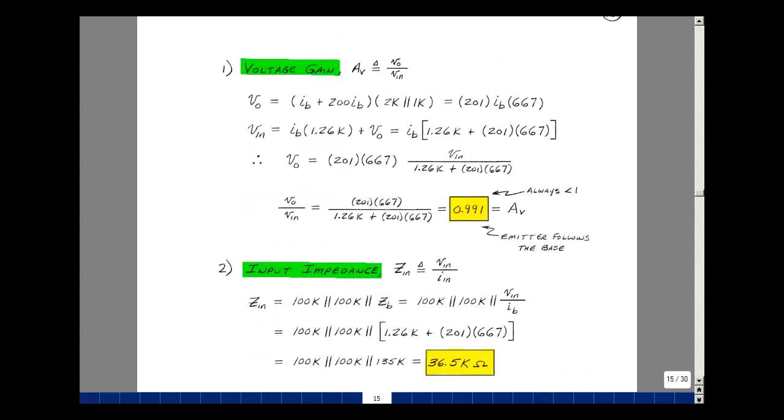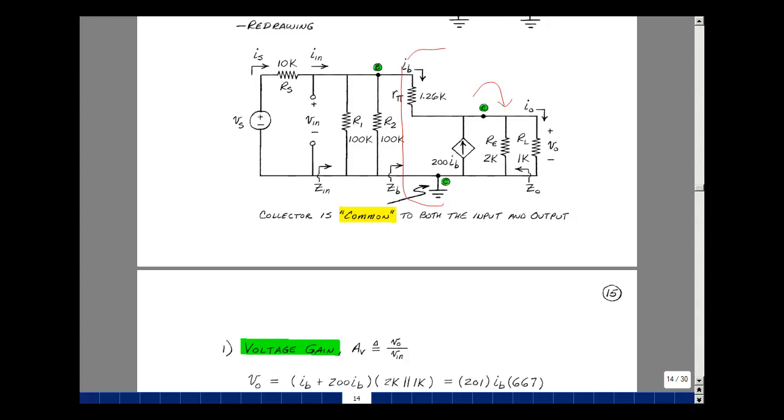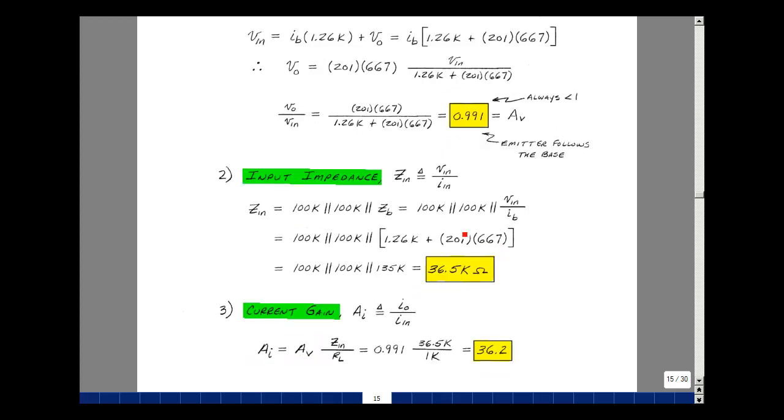The input impedance, go back to the schematic. Looking in here, I see these two in parallel, and then I see the equivalent resistance looking into these terminals, which is going to be V in, the voltage across here, divided by the current that's coming in. We have an expression for that from our last calculation. So Z in is the parallel combination of 200K resistors and the impedance looking into the base, and that's equal to V in divided by I sub B. And that's the expression right over here. V in divided by I sub B is this, 1.26K, and then plus 201 times 667. That controlled source effectively is increasing the resistance looking into the base terminals. That parallel combination is 36.5K.